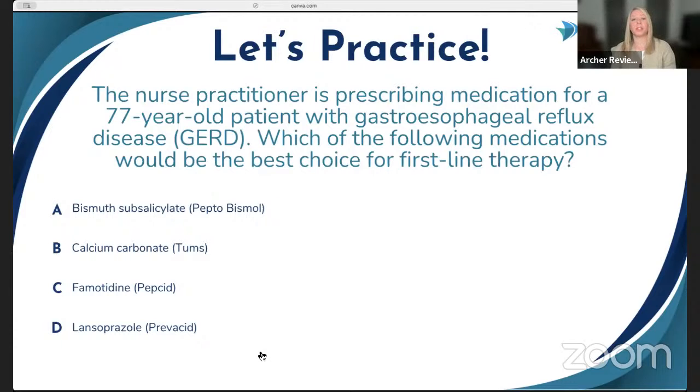Okay, so taking what we just learned about GERD, let's practice. So the nurse practitioner is prescribing a medication for a 77-year-old patient with gastroesophageal reflux. Which of the following medications would be the best choice for first-line therapy? Is it A, bismuth subsalicylate, B, calcium carbonate, C, famotidine, or D, Prevacid? I'll give you a second to take your guess.